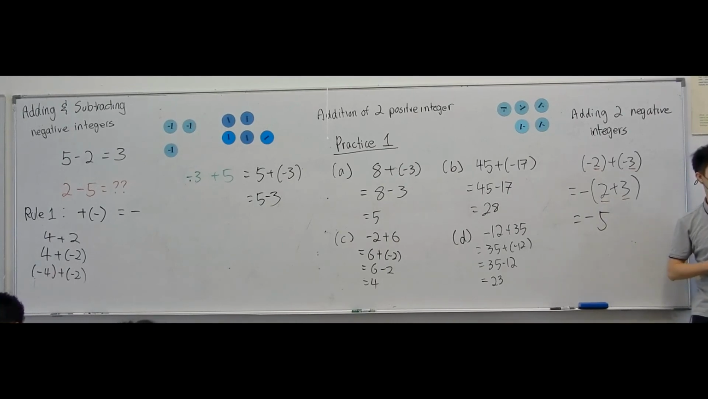Is that clear? Yashwini, you look lost. Do you understand what -2 plus -3 is in the picture form? -5, right? But how to get -5? How do I get the number 5? I can just simply add 2 and 3 together. Make sense or not?